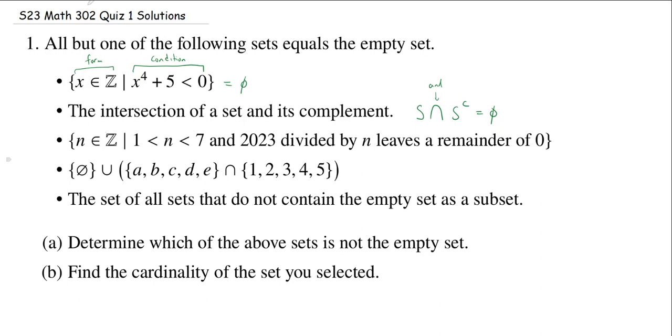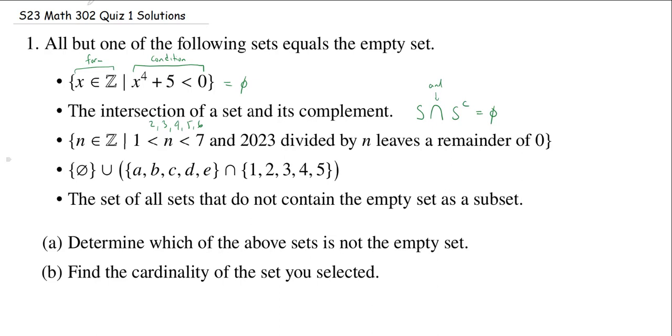All right, next one. Again, it looks like we're given something in set builder notation. We're looking again at all integers n such that n lies between 1 and 7. So we're really just looking at 2, 3, 4, 5, or 6. And there's a second condition: 2023 divided by n leaves a remainder of 0. So we need to divide 2023 by these numbers and see which gives us a remainder of 0.